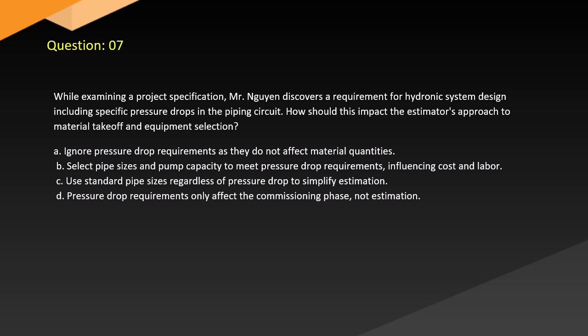A. Ignore pressure drop requirements as they do not affect material quantities. B. Select pipe sizes and pump capacity to meet pressure drop requirements influencing cost and labor. C. Use standard pipe sizes regardless of pressure drop to simplify estimation. D. Pressure drop requirements only affect the commissioning phase, not estimation.